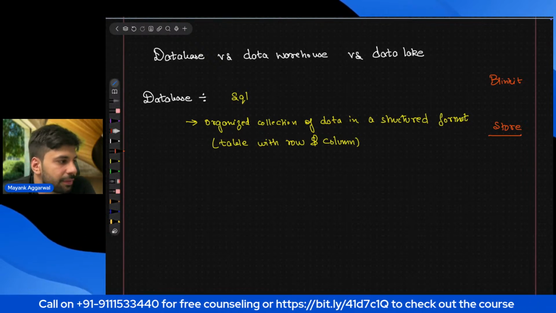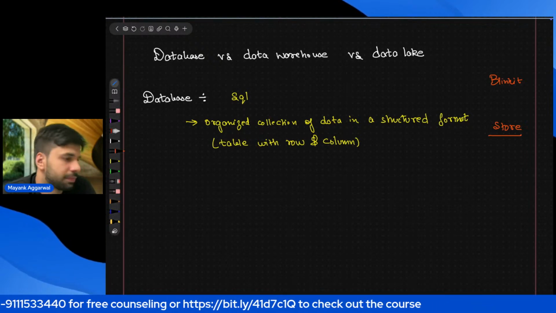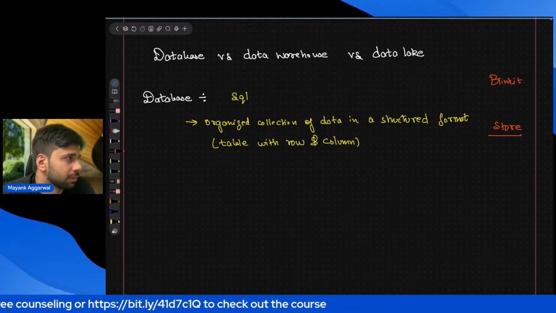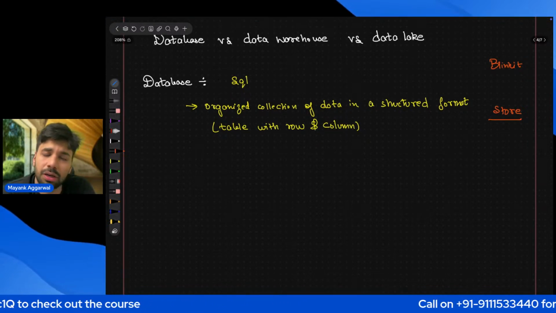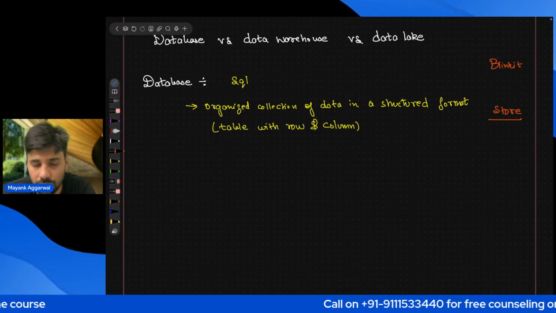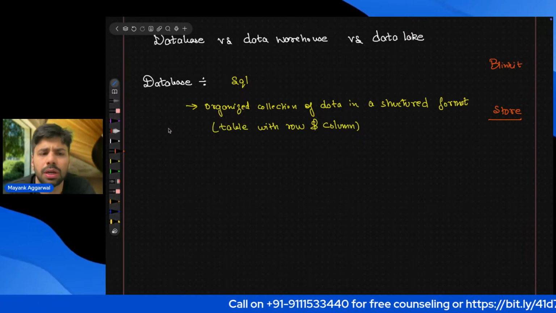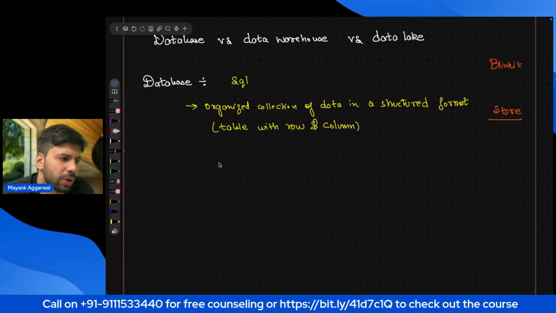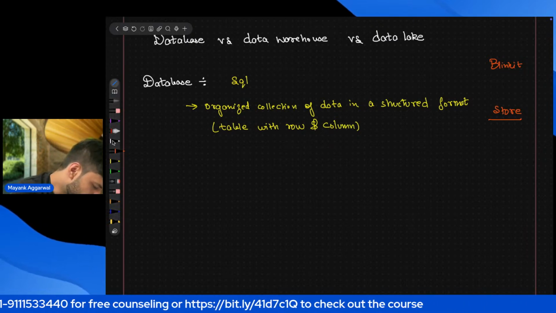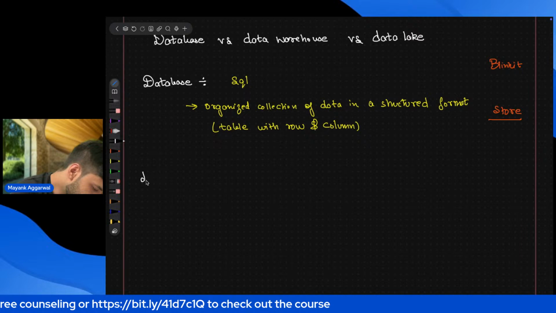Is it clear, everyone? The example I've given is a local kirana store, or any Zepto dark store, a single dark store. They're maintaining all their data in a diary or in some table where they're uploading it quickly.